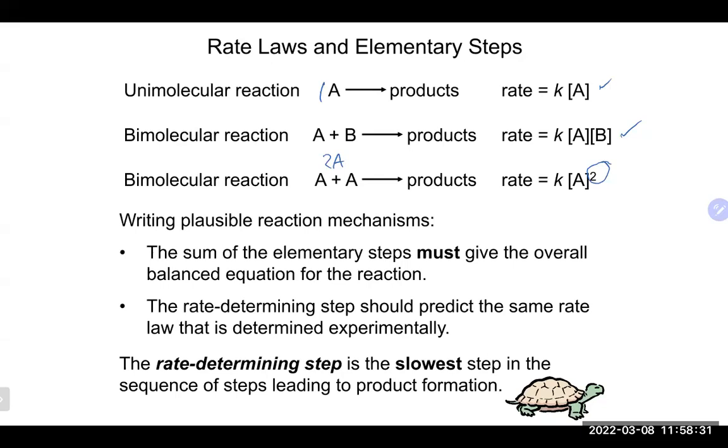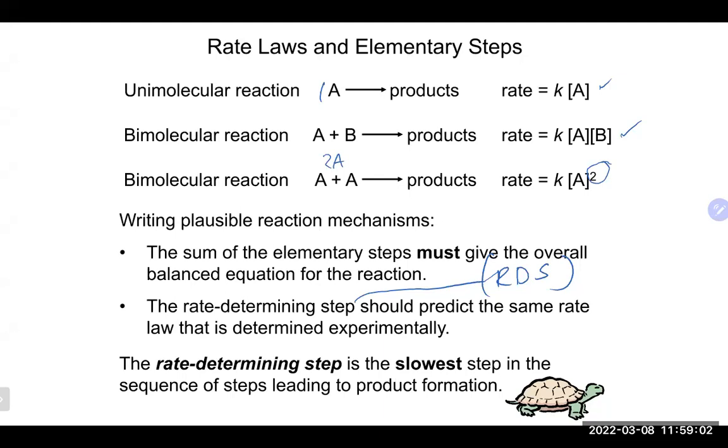So if you had A plus B goes to E plus F, and you add up all your steps, you get A plus B goes to D and C, that is not a good mechanism. Those steps did not add up to the reaction you're looking for. The other really important thing is the rate determining step, which is sometimes referred to as RDS, for rate determining step, should have the same rate law as the one that has been found experimentally. So what is the rate determining step?